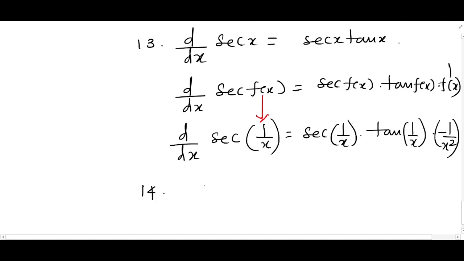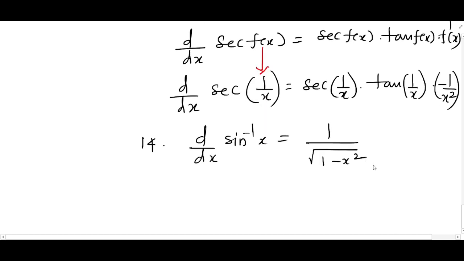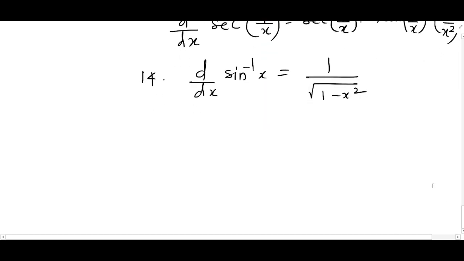Next is d by dx of sin inverse x, which is 1 upon under root 1 minus x square. We are just revising these formulas, which will be useful for most of the examples which we are going to solve. Most of the times we use these formulas with f of x as a function of x instead of x.